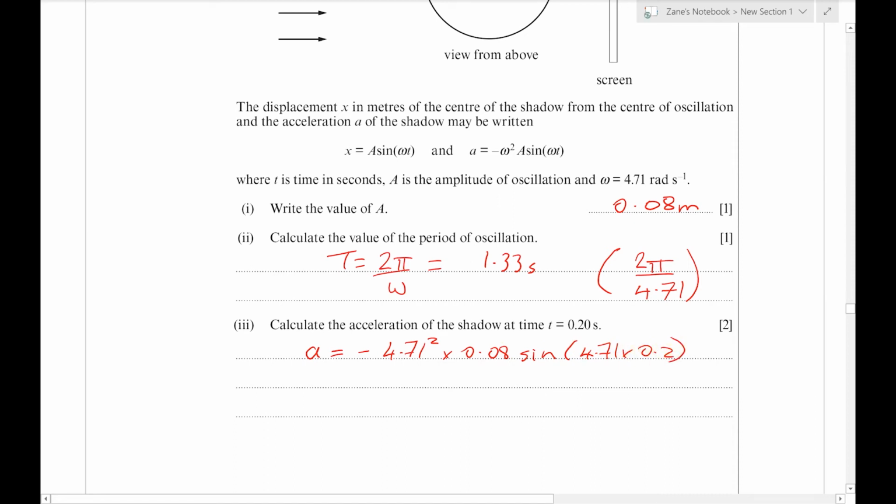And a very important thing here to remember is that your calculator must be in radians mode. A very common mistake is that people leave their calculator in degrees mode and you will not get the correct answer out of this. So always make sure you're in radians mode for this. So let's plug in the figures and see what we get. Almost done. And we get minus 1.44 meters per second squared. And the minus sign is important to get full marks in the answer.